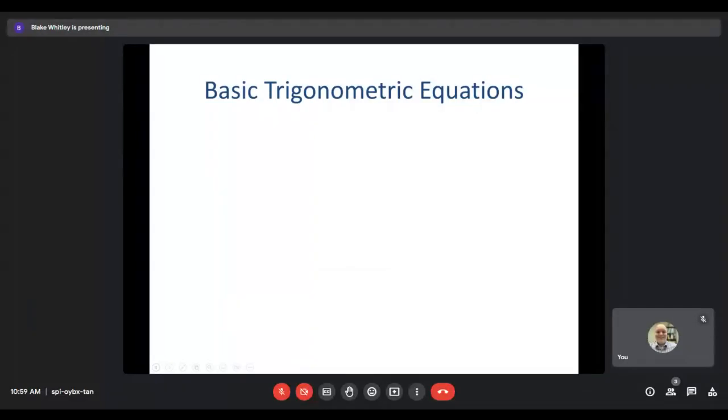Welcome back. This is section 7.4, basic trigonometric equations. What we're going to look at in this section is how we can use some of these identities that we've been learning about to help us solve equations that involve thetas and phis, some of these variables that we use for angles.